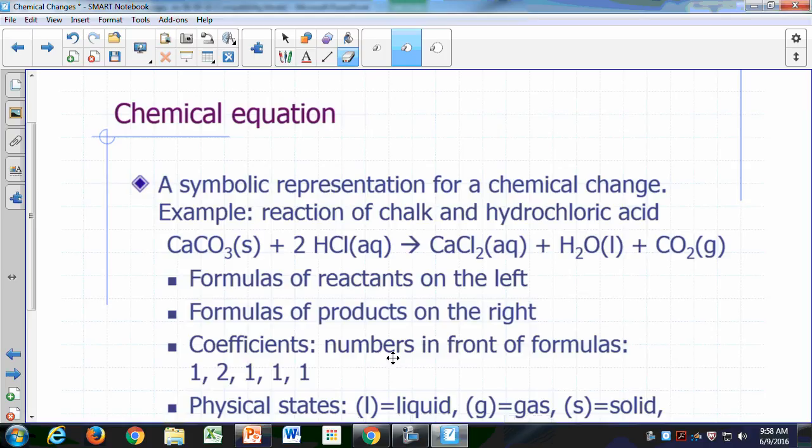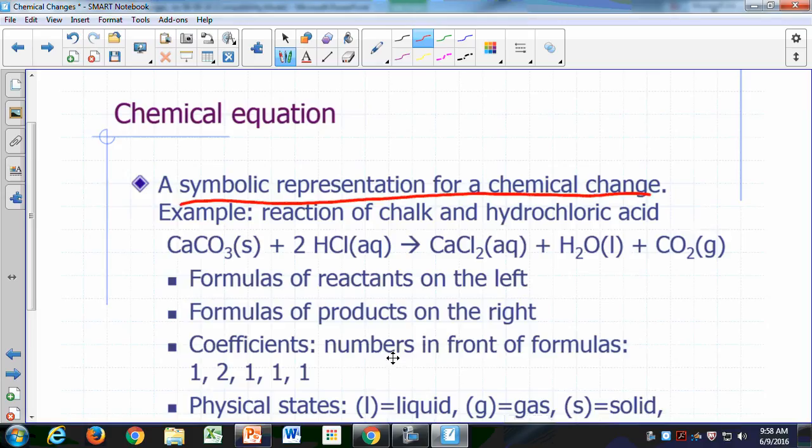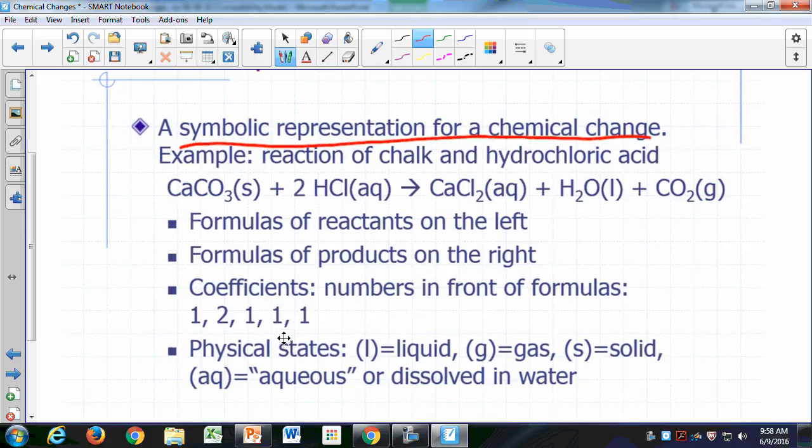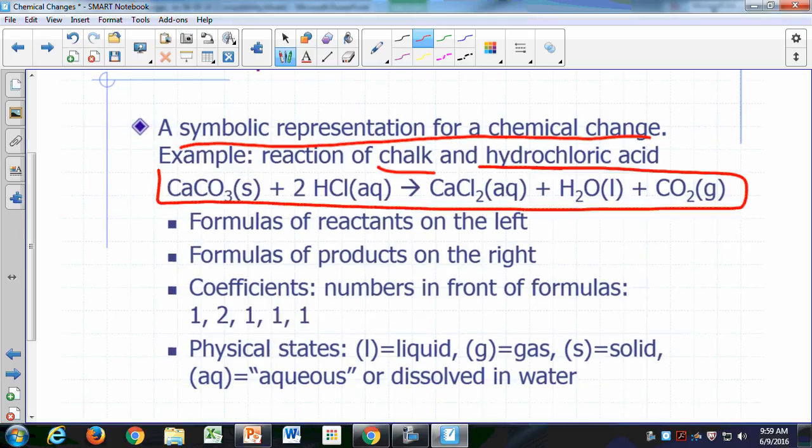A chemical equation is a symbolic representation for a chemical change. So, for example, if you were to observe chemical change by mixing chalk with hydrochloric acid, we can represent what happens by this chemical equation right here. So you'll notice that chalk, which is calcium carbonate, and HCl, hydrochloric acid, the formulas for the reactants in the chemical equation are written on the left side.